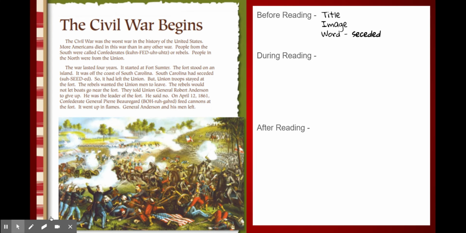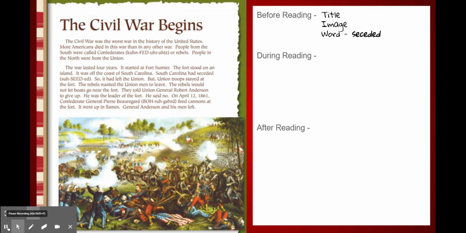Next, I'll go through and read the text. The Civil War begins. The Civil War was the worst war in the history of the United States. More Americans died in this war than in any other. People from the South were called Confederates or rebels. People in the North were from the Union. The war lasted 4 years. It started at Fort Sumter. The fort stood on an island. It was off the coast of South Carolina.